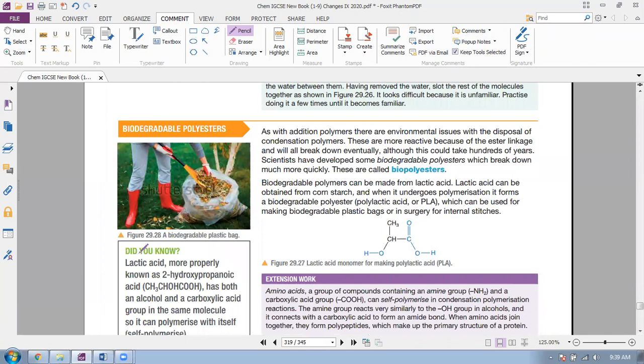And there are some esters that we can make by using substances which can be broken down quickly in nature, and these are called biopolyesters. These are biodegradable polyesters. These are called biopolyesters. You can just mark it here. So this is all about this chapter.